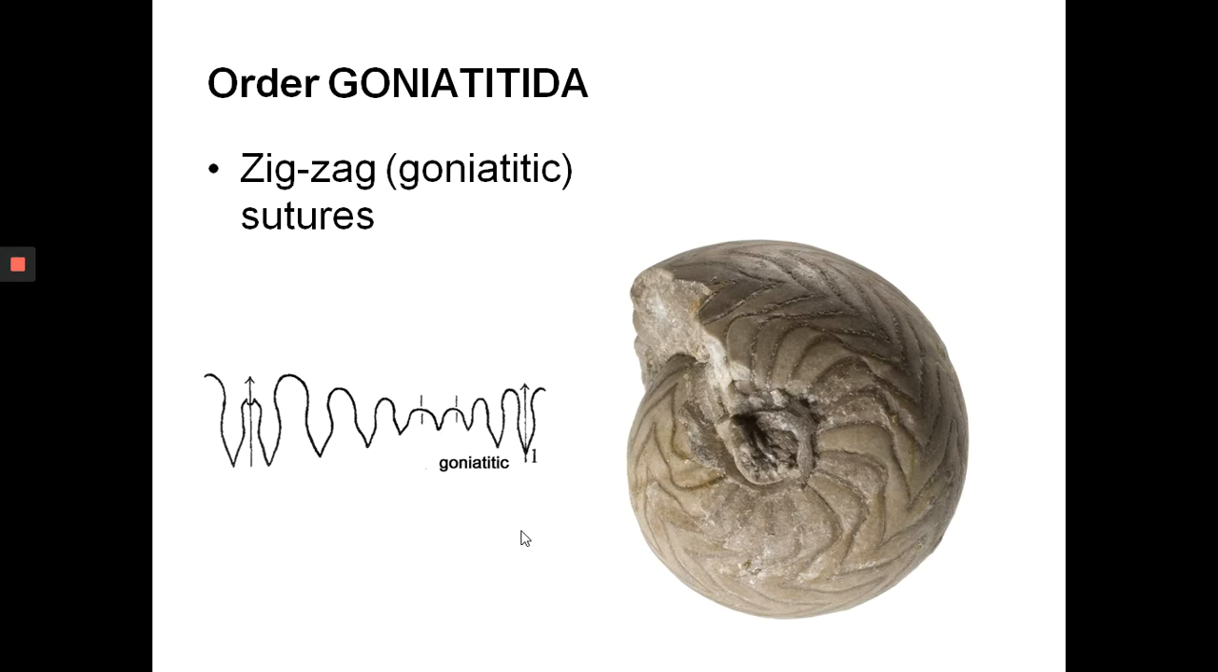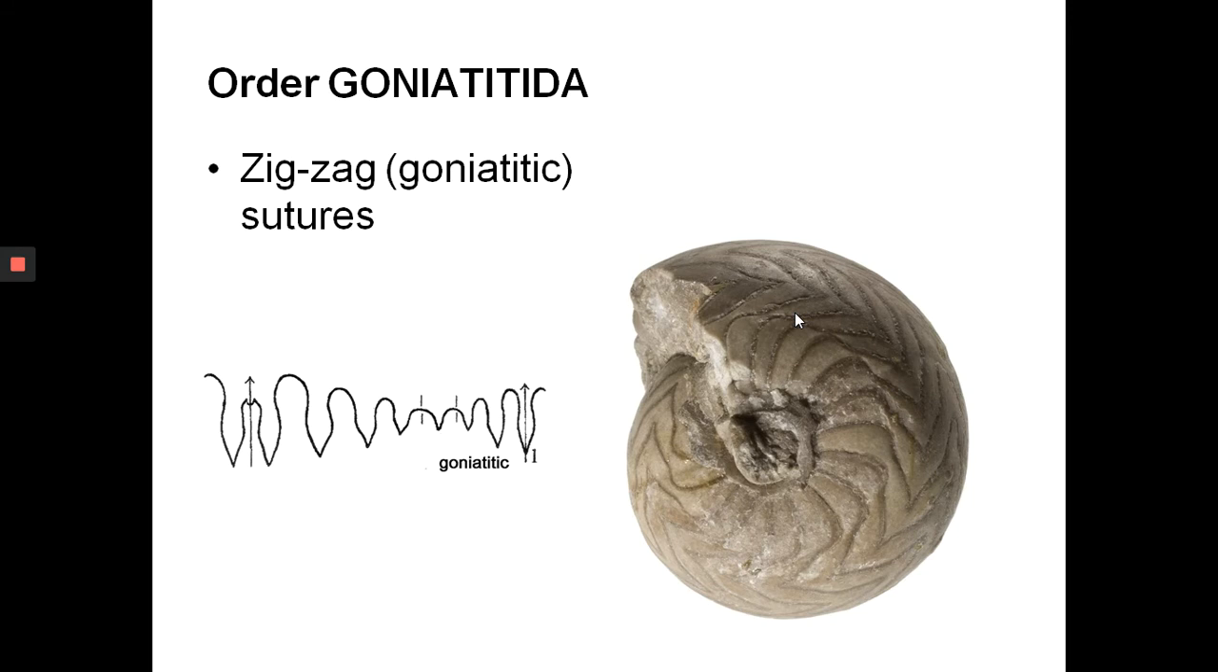We'll go one by one to the different orders. First, you have order Goniatitida, the goniatites. So that is the coiled shell. The body chamber is here. This is an internal mold, and the suture pattern is a simple zigzag pattern. And this goniatitic suture pattern is most common in Paleozoic ammonoids.